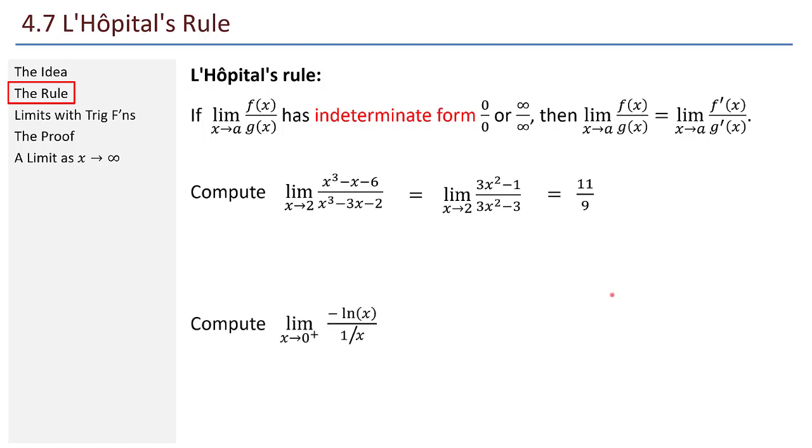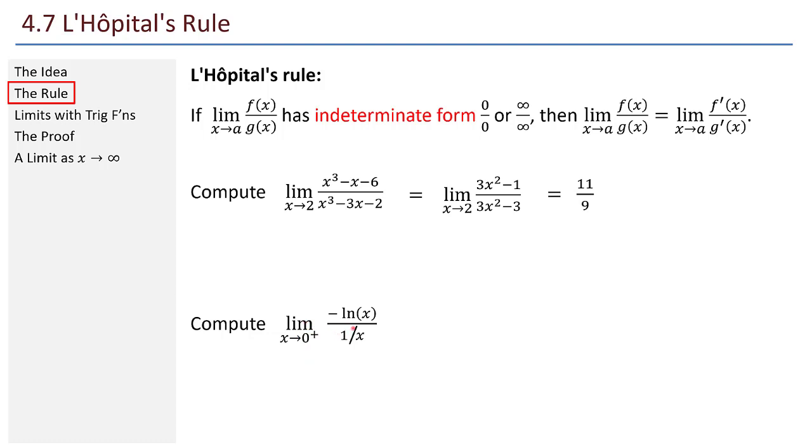Here's an example where the indeterminate form is infinity over infinity. So a couple new things here. First of all, notice I'm allowed to approach 0 from just one direction. Approaching a is all right from either direction, from the left, from the right, or from both.